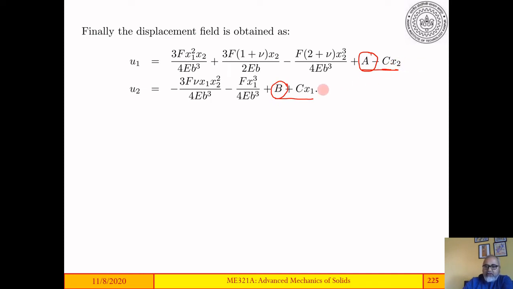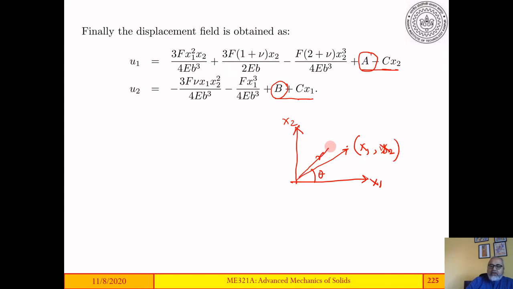What about this? Now, if I have a coordinate system x1, x2, and I have a point here, let's say this is r, this is theta, and this point is x1, x2, and then I give it a small rotation whereby the point moves here. Let this angle be phi, and phi is small.